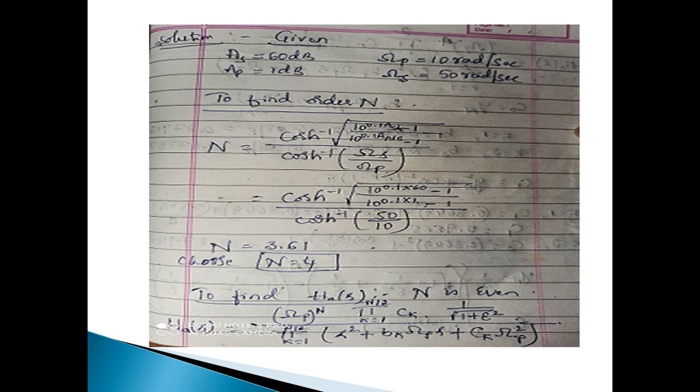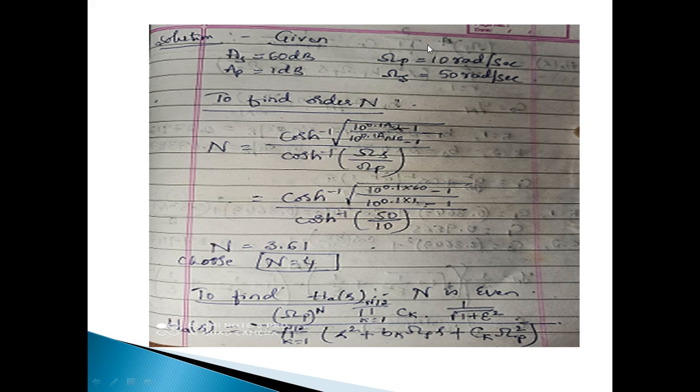First, we need to identify the given specifications. They are given: As is 60 dB, Ap is 1 dB, omega p is 10 radians per second, and omega s is 50 radians per second. To find the order of the filter, we have an expression for a Chebyshev filter: N is the cosh inverse of the square root of (10 power 0.1 As in dB minus 1) divided by (10 power 0.1 Ap in dB minus 1), divided by cosh inverse of omega s by omega p.